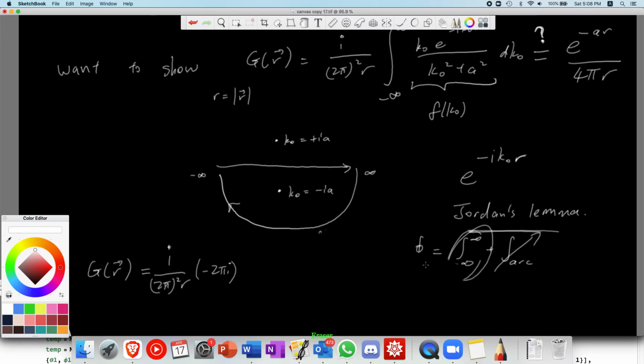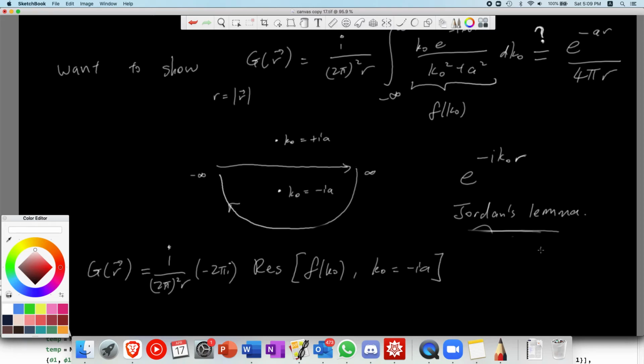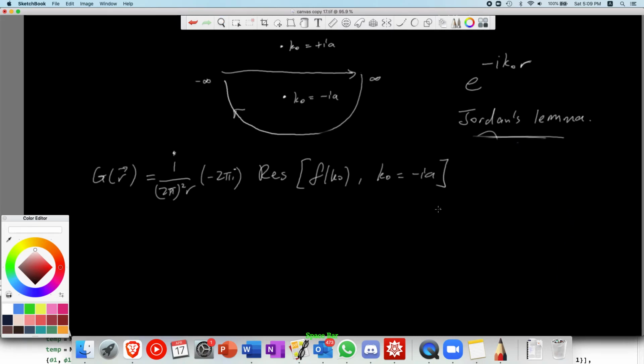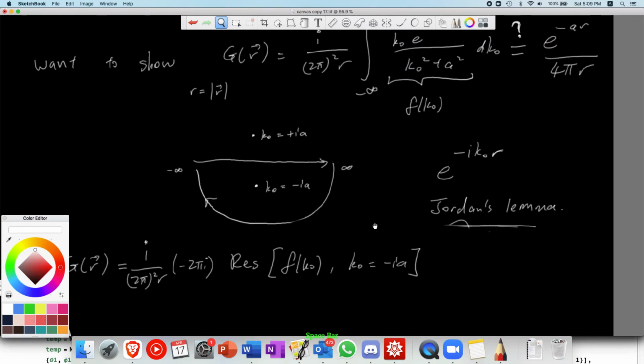Okay, let me just clear this over here. So then we have the residue of f of k naught at k naught equals minus ia. So if we have these residues, how do you compute the residue of f of k naught?